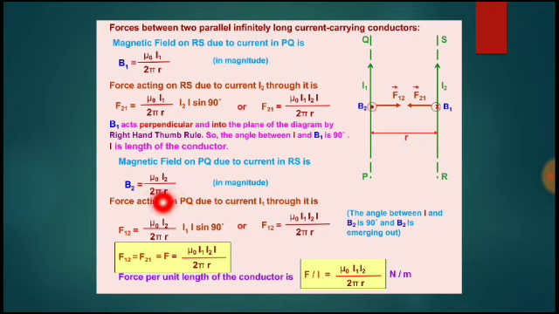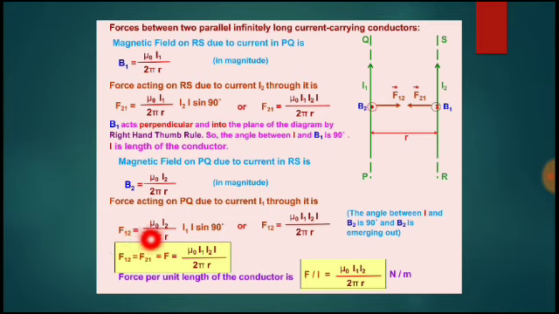Again I am telling, this equation is nothing but the magnetic field on the second conductor due to the current I1. Now come to this one. This B2 is nothing but the magnetic field on the first conductor due to the second, due to the current I2. Therefore, the force acting on PQ is due to the current I1. Therefore, the force on the first one is F1 due to the second conductor.